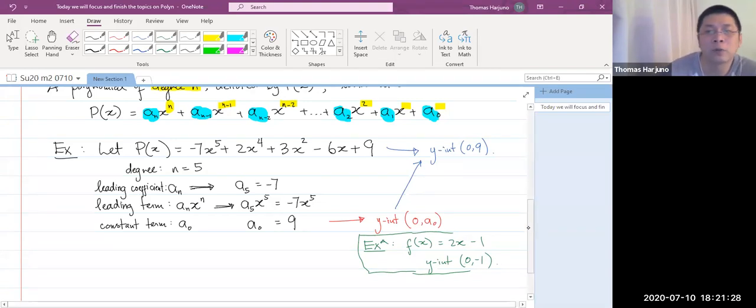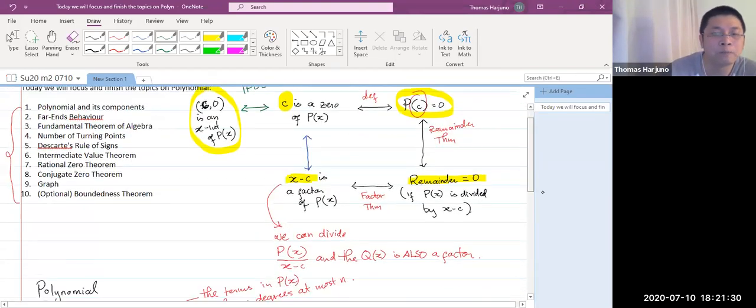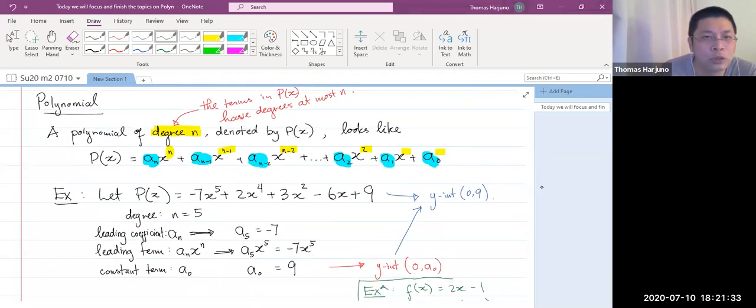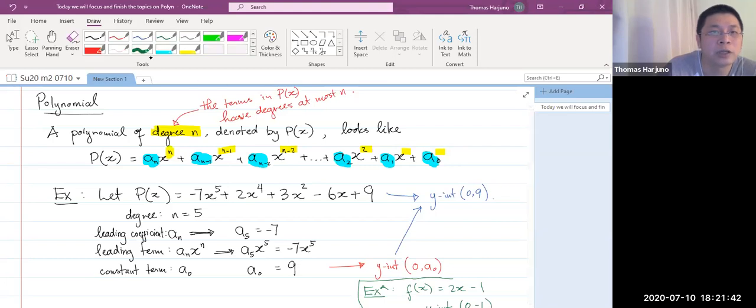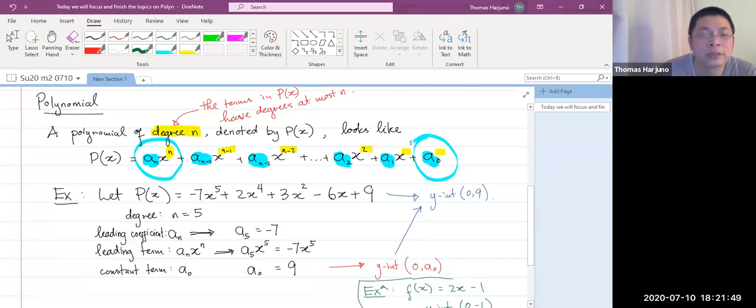Now, that's for the polynomial and its components. I need you to start getting used to the notation because we use this a lot, especially in this chapter. The important ones are the leading term and the constant term. Those are the ones you really need to realize and know in your subconscious.